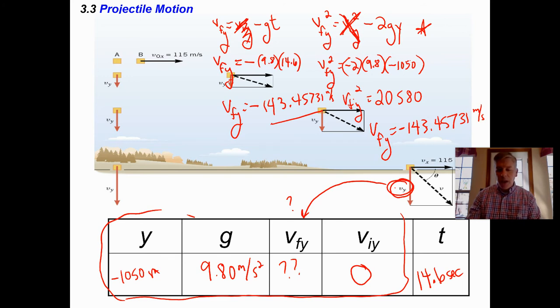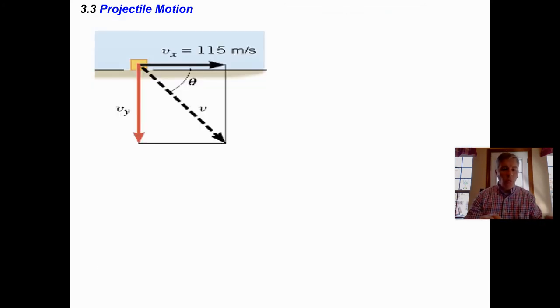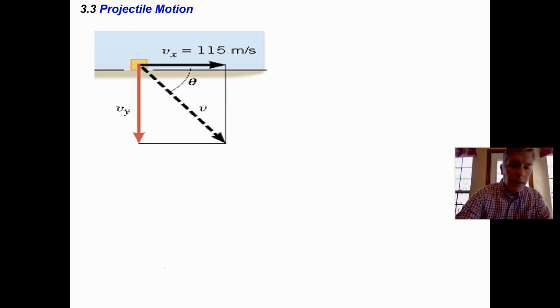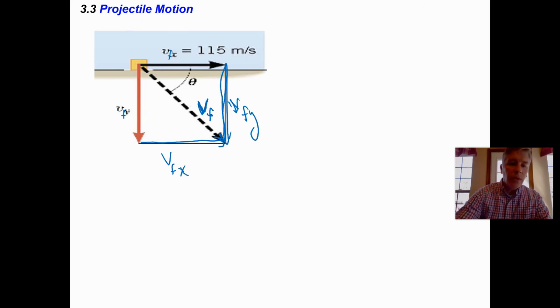So here is the fun. Guess what? We actually want not just VFY, we actually want that diagonal right here. This is what I actually want to solve for, VF. This is my VFY. This is technically my VFX. So I want the VF. I want that diagonal. How do I do that? Well, this side would also be VFY, or this side would be VFX. So that gives me two sides of my right triangle. I just have to find the hypotenuse.